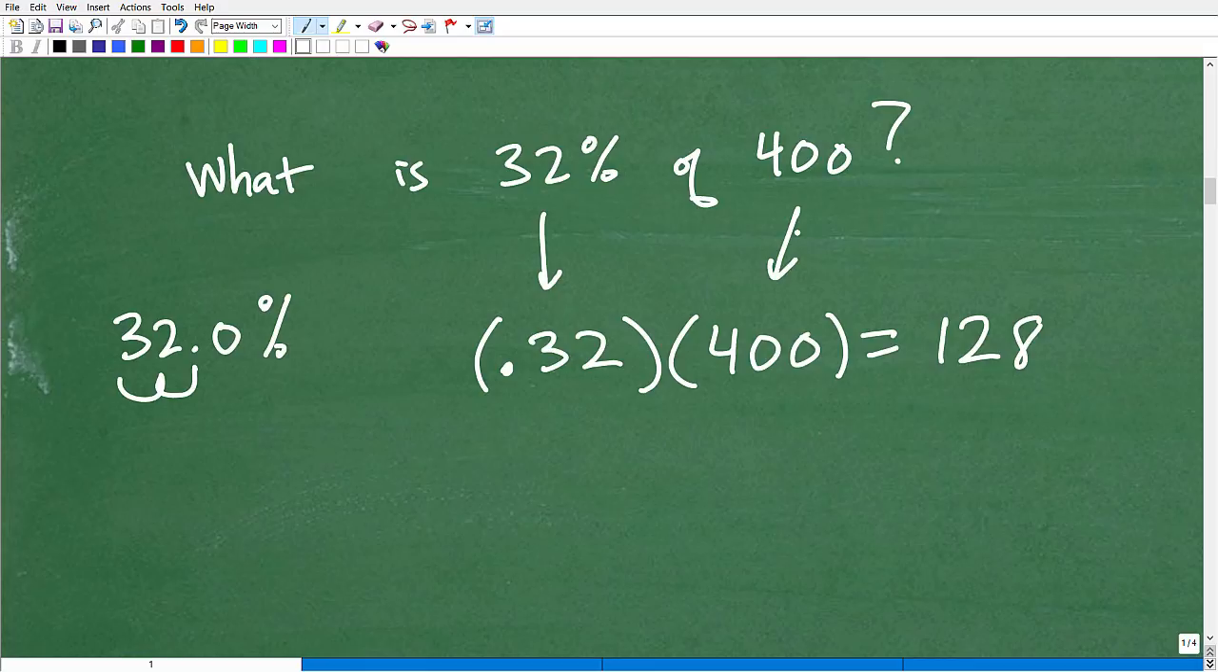All right, so this is how we find a percent of a number. We change the percent to a decimal, multiply by the number, bingo, we're done. Okay, so yeah, it's okay to use a calculator here as well.